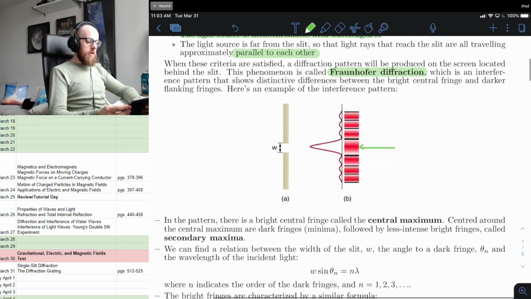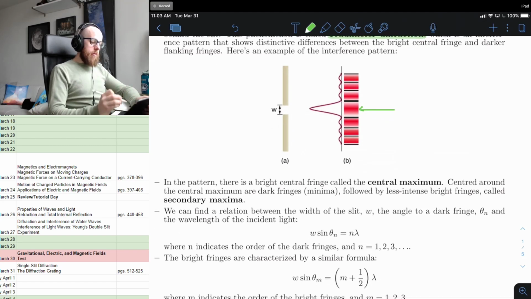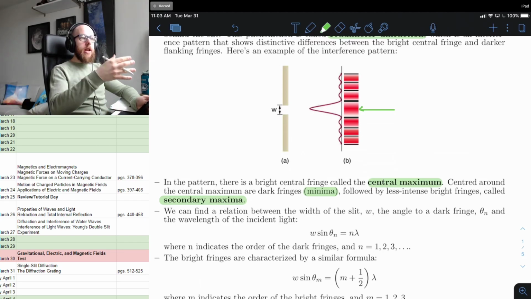Okay, so here's a little example of the interference pattern. The bright fringe right in the middle is called the central maximum, okay? Around the central maximum are the dark fringes, also called minima. Those dark fringes are followed by less intense bright fringes called secondary maxima. Then that pattern will continue to repeat itself as it goes. You'll get alternating dark, bright, dark, bright, dark, bright around that central maximum. And that's the interference pattern that we have.